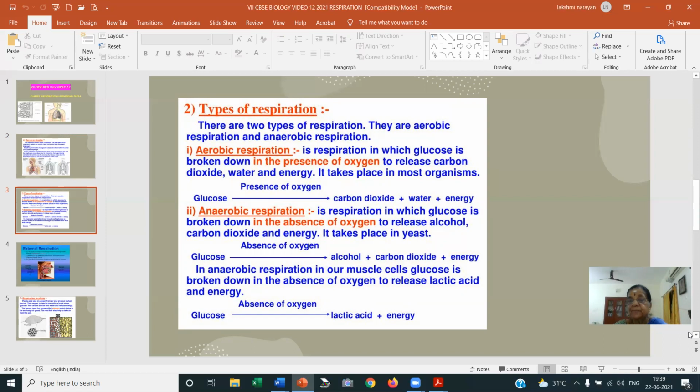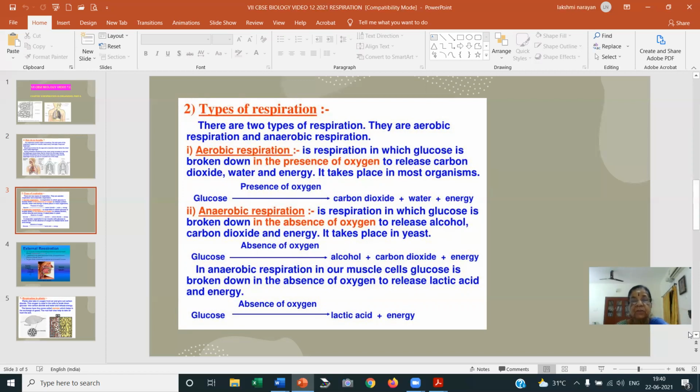I hope you understand. Whereas anaerobic respiration is the respiration in which glucose is broken down in the absence of oxygen and it releases alcohol, carbon dioxide, and energy. What are the byproducts? Alcohol, that is ethyl alcohol, carbon dioxide, and energy. And it takes place in yeast and bacteria.